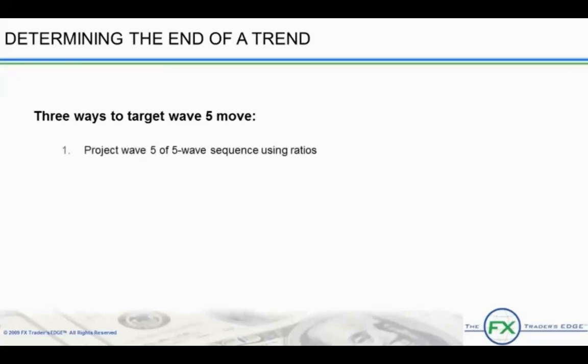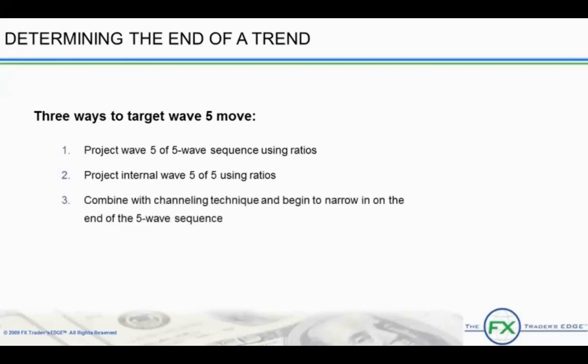To summarize, we have 3 ways that we have learned to target the wave 5 move. 1. Project wave 5 of the 5-wave sequence using Fibonacci ratios. 2. Project internal subwave 5 of wave 5 using Fibonacci ratios. 3. Use channeling techniques and begin to narrow in on the end of the 5-wave sequence. When we complete all 3 ways of targeting the end of the 5-wave sequence, we have a pretty good idea as to where the move will end.